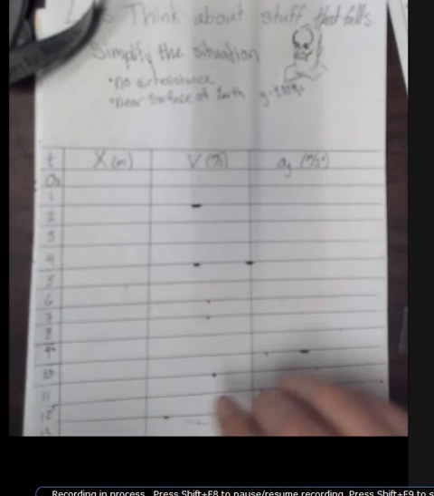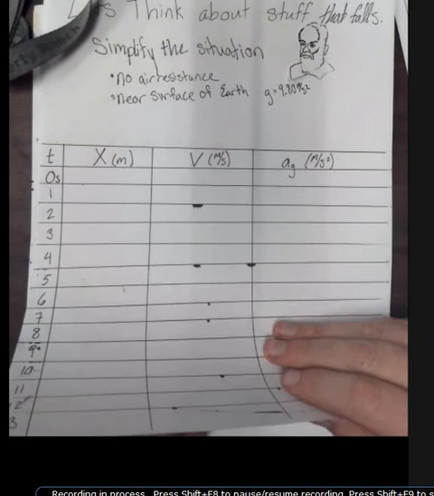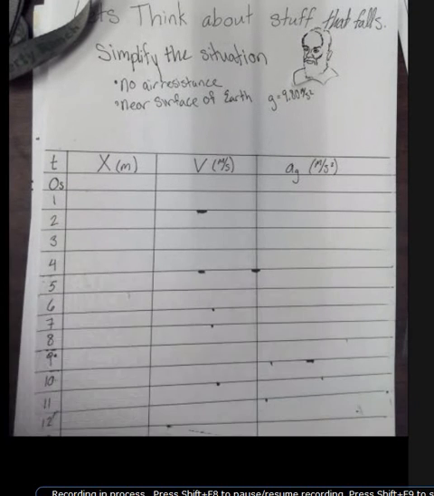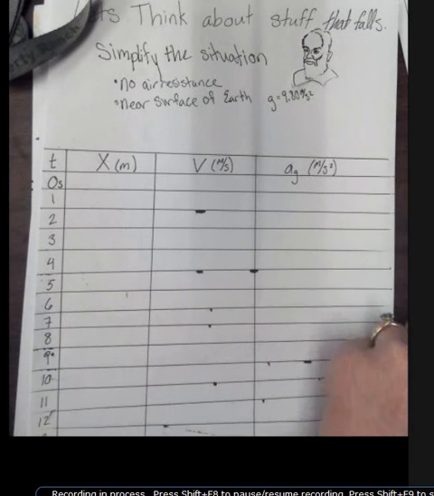So, we're just like Galileo. We're simplifying the situation. How are we going to get these values? Well, I'm going to give away something. This is a falling object.